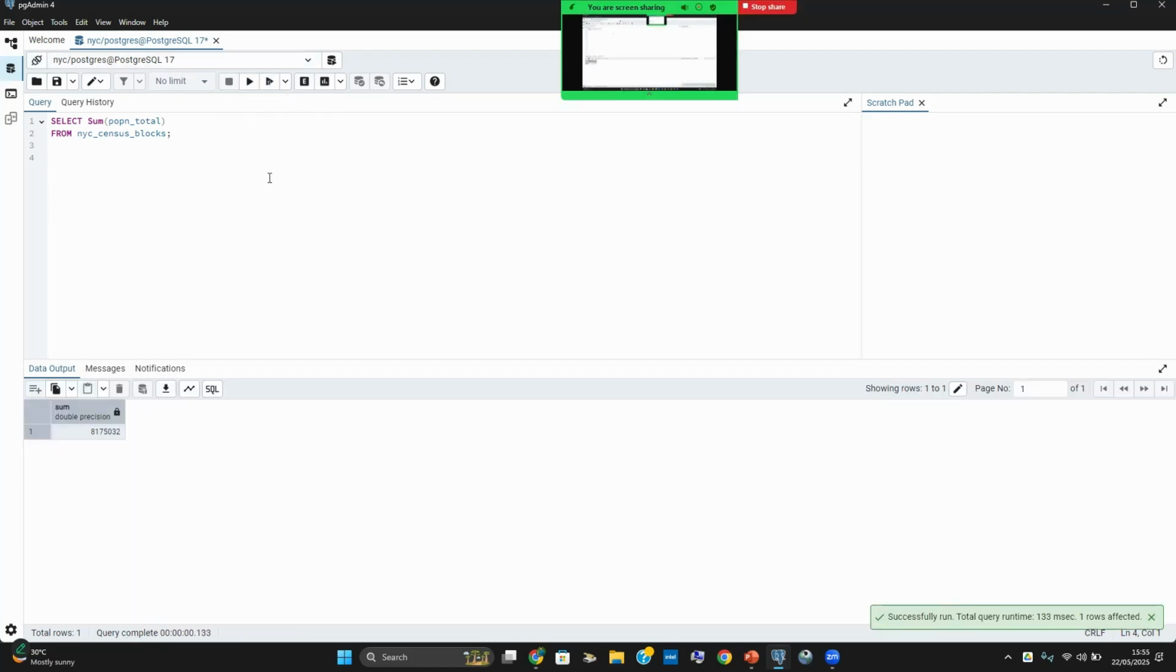So we're seeing here in New York City, the total population is 8,175,032 individuals. I believe the city of New York has around that amount of individuals. I would have checked it beforehand. So yeah, that is an accurate value.